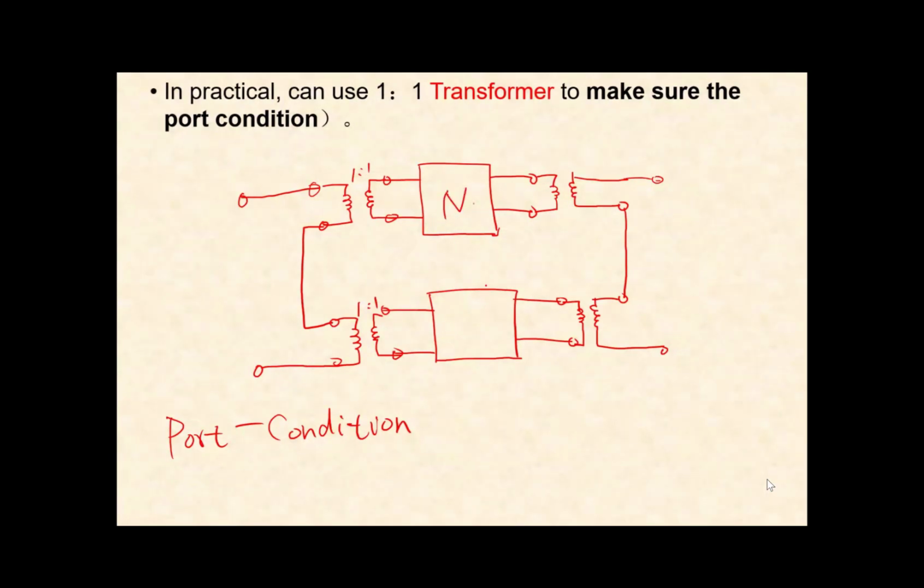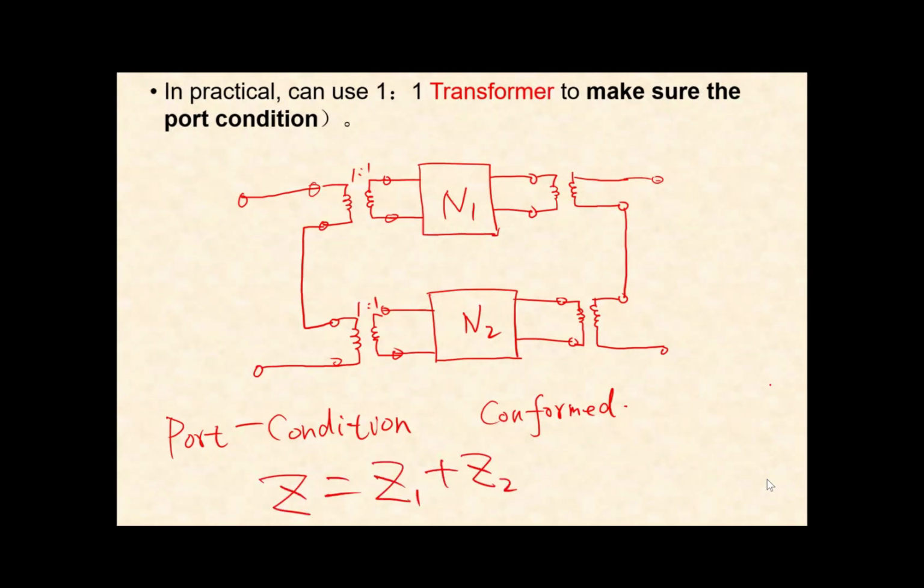So in this circuit, the port condition will conform. And this Z will equal Z1 plus Z2. Why? Because for the transformer, this current will equal this current. This current will equal this current. This will be equal, this will be equal also. So N1, N2 are still two-port networks. The serial connect will never violate the port condition.